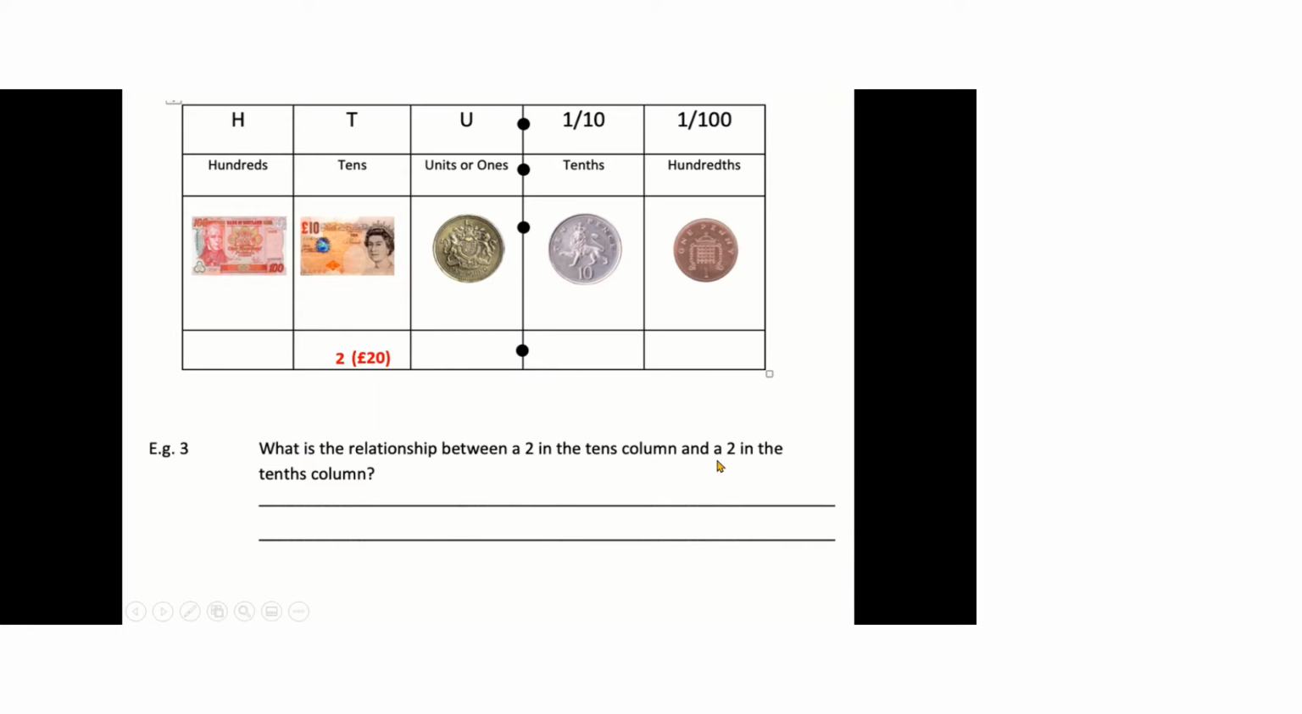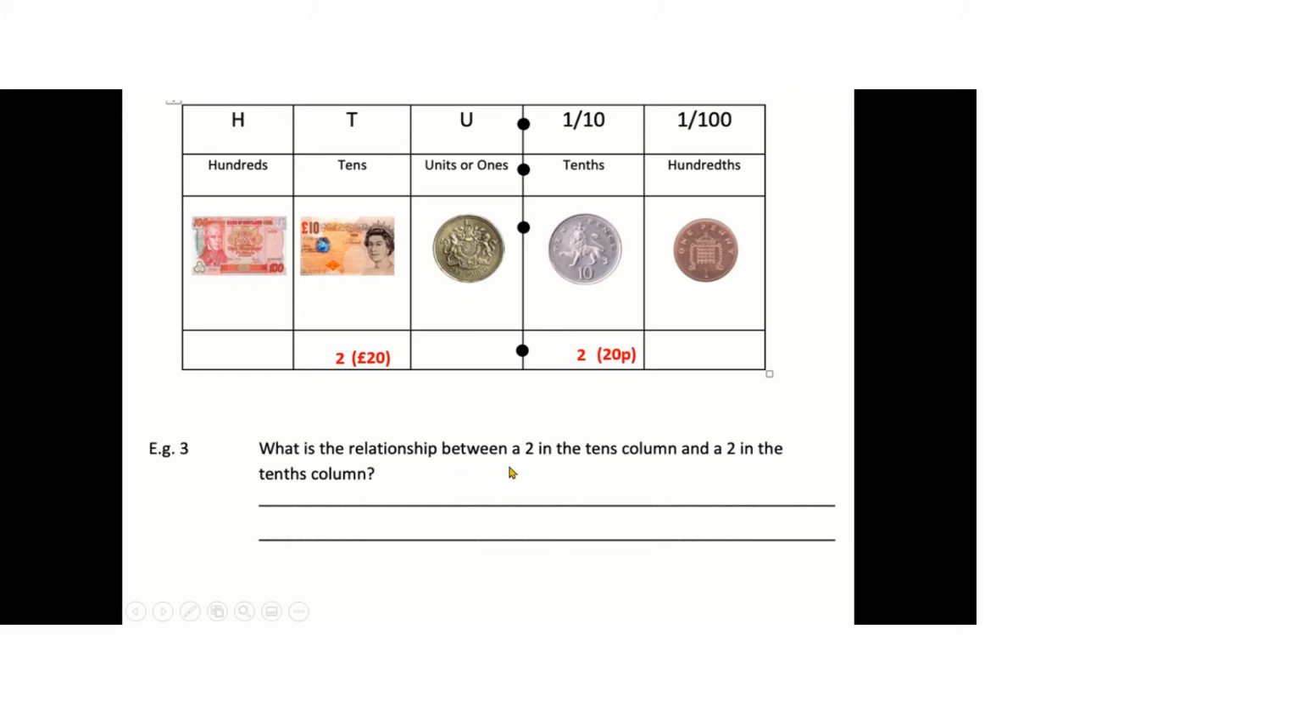And now I'm going to go to the second column mentioned. I've got a 2 in the tenths column. And make sure you say that carefully, tenths at the end there. So I've got a 2 there. So what is that worth, that 2 in the tenths column? I've got two 10p's, so that must be 2 times 10p, which is 20p.